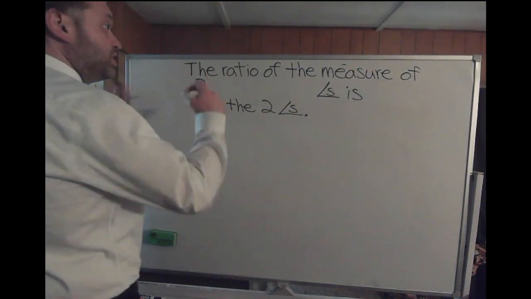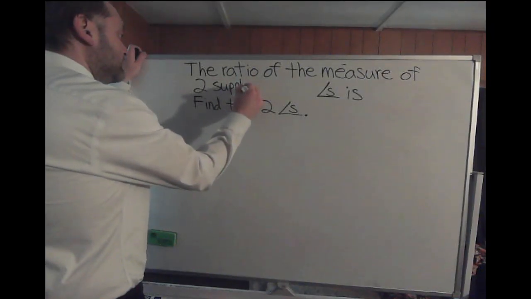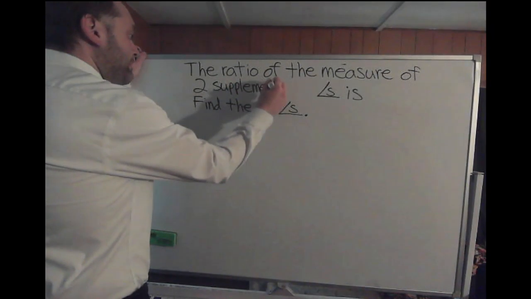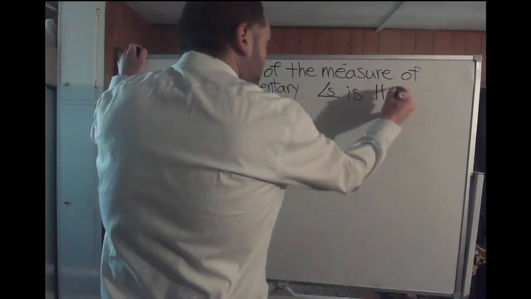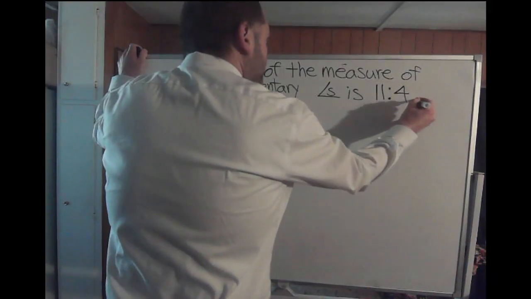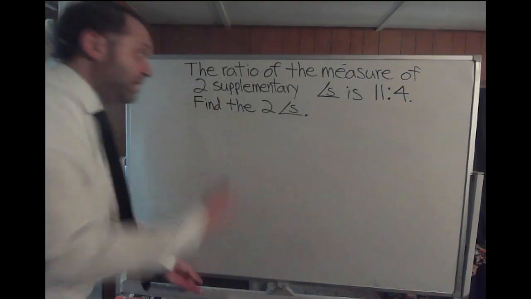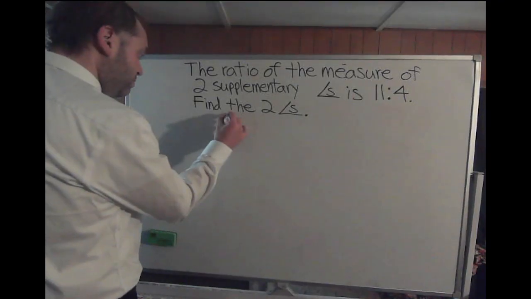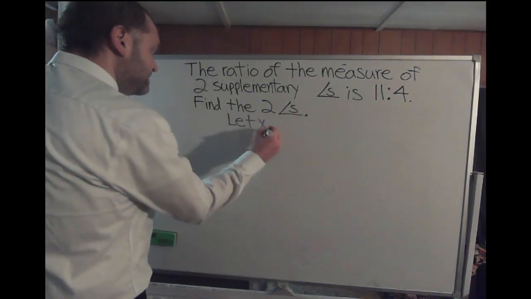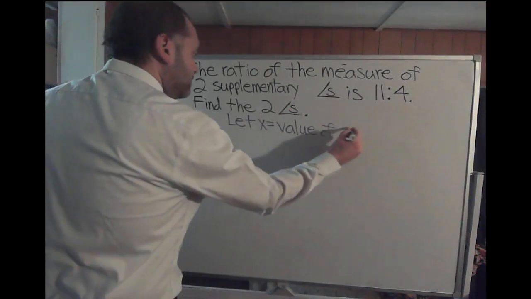All right, the ratio of the measure of two supplementary angles is 11 to 4. So in this next problem, we're given that the ratio of two supplementary angles is 11 to 4. Find the two angles. So once again, we'll let x equal the value of an angle.